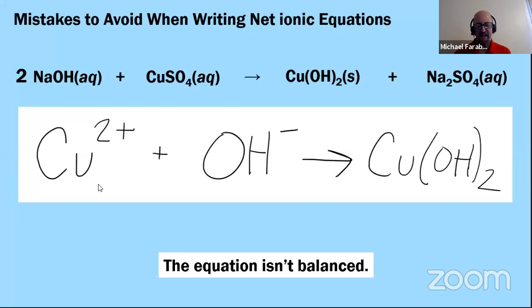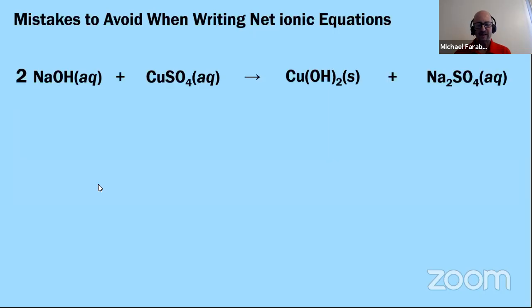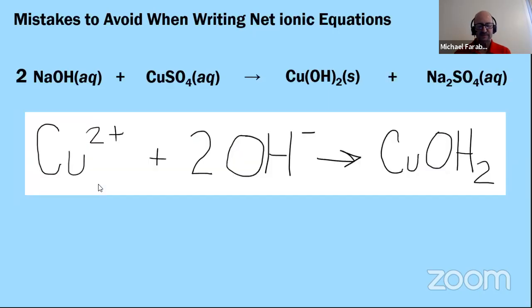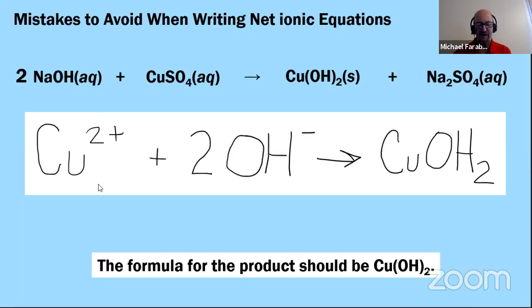Okay, here's another mistake. We're trying to make copper hydroxide. So what did this student do wrong? Well, they have balanced the equation, at least on the left, in terms of 2 hydroxide. That looks good. However, they have written their formula on the right side of the equation without the parentheses. That would also be considered incorrect. So that does not show 2 oxygens and 2 hydrogens without those parentheses.